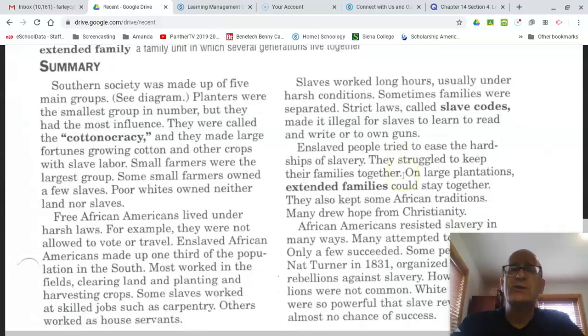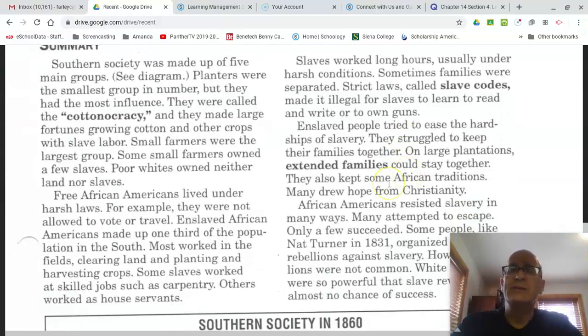Enslaved people tried to ease the hardships of slavery. They struggled to keep their families together. On large plantations, extended families could stay together. And they also kept some African traditions, and many slaves, the overwhelming majority of slaves, drew hope from Christianity. As we talked about in class, many slaves relied on their faith. They relied on their Christian faith to provide comfort and hope that one day they would be delivered from the bonds of slavery. They would be delivered to freedom, and they held on to those very strong religious beliefs and were able to find faith and comfort with those beliefs.